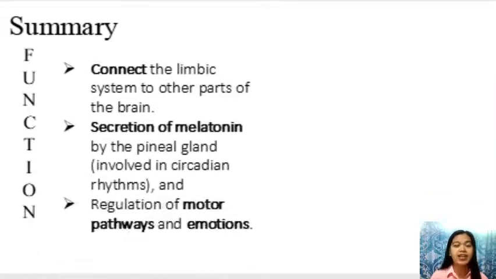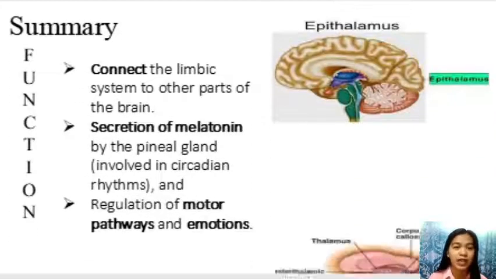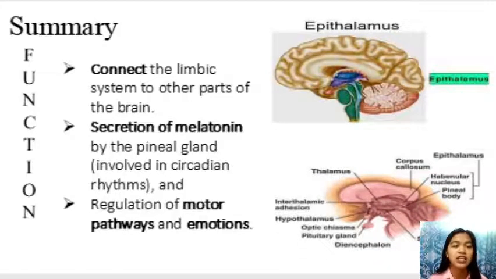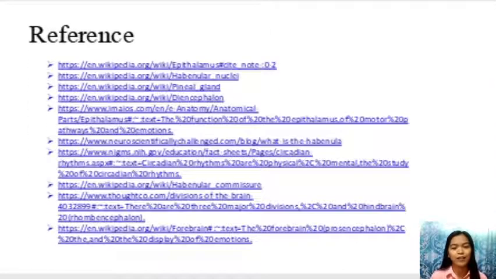And as for our summary, the main overall function of the epithalamus is that it connects the limbic system to other parts of the brain, and it handles the secretion of melatonin by the pineal gland, and the regulation of motor pathways and emotion. So that's all for today.